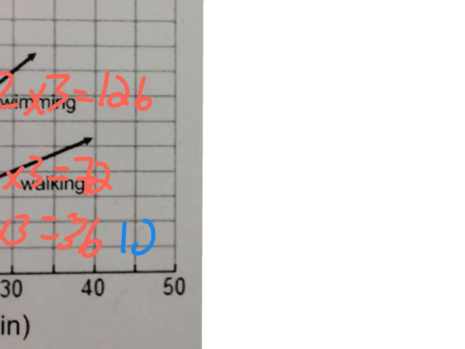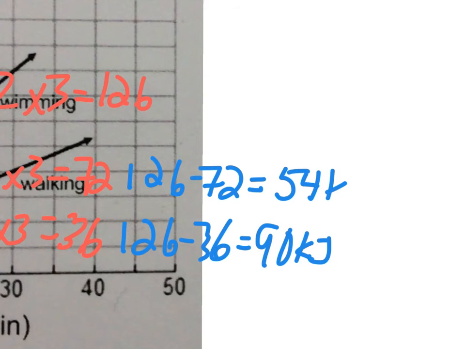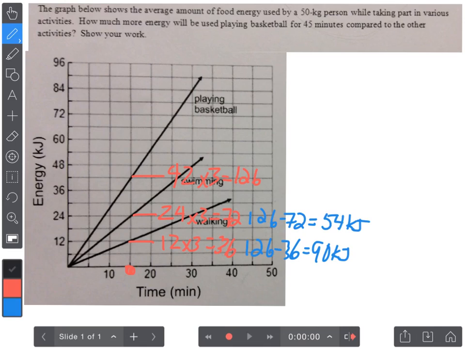So 126 minus 36 equals 90 kilojoules. And 126 minus 72 is equal to 54 kilojoules. And so as we zoom out, we see the entire solution. And although it's not all been written out, because the student has talked about it, they've really explained their thinking along the way, and we've seen the thinking process throughout.